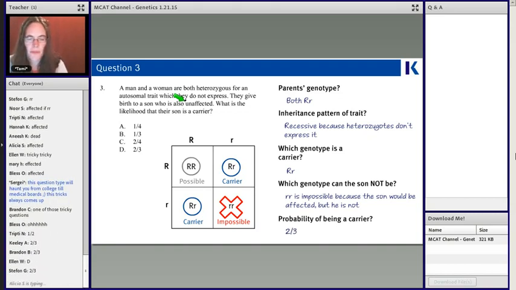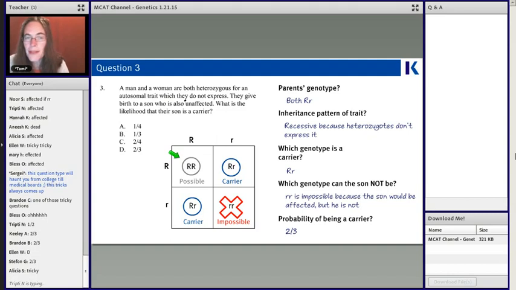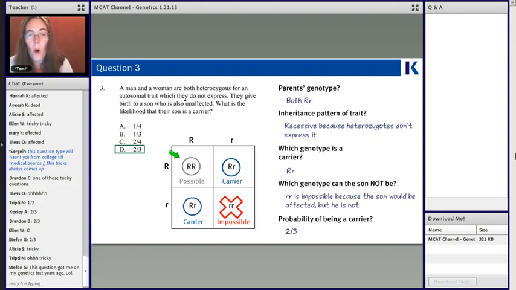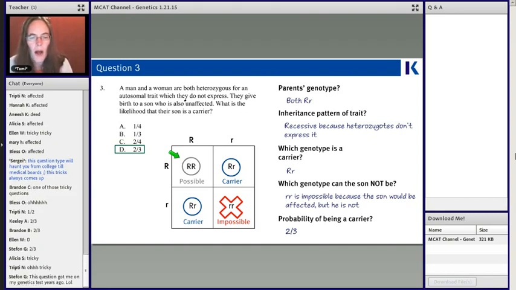Two-thirds. Two-thirds, because there are 2 out of 3 possibilities of being unaffected is carrier. This question is huge in importance. This is exactly how it will always work on the MCAT.